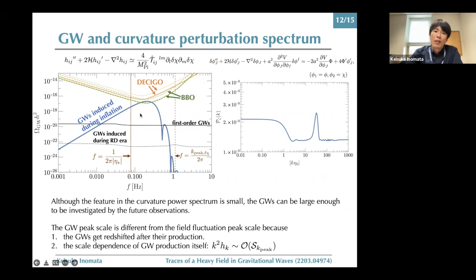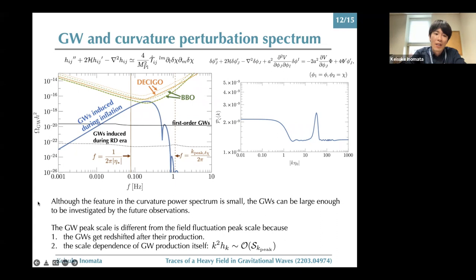And I also mentioned that the peak scale is different. So this is the peak scale of spectator field fluctuation, and this is the gravitational wave peak. This difference comes from two effects. One is the redshift of gravitational waves. Once gravitational waves are produced during the inflation, they get redshifted until they exit the horizon. So this means that if the gravitational waves are produced on smaller scales, they spend more time until they get out of the horizon.